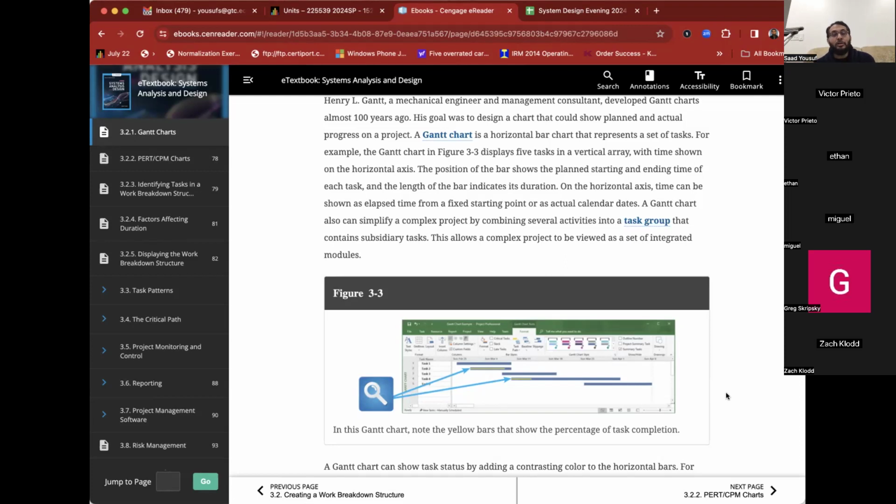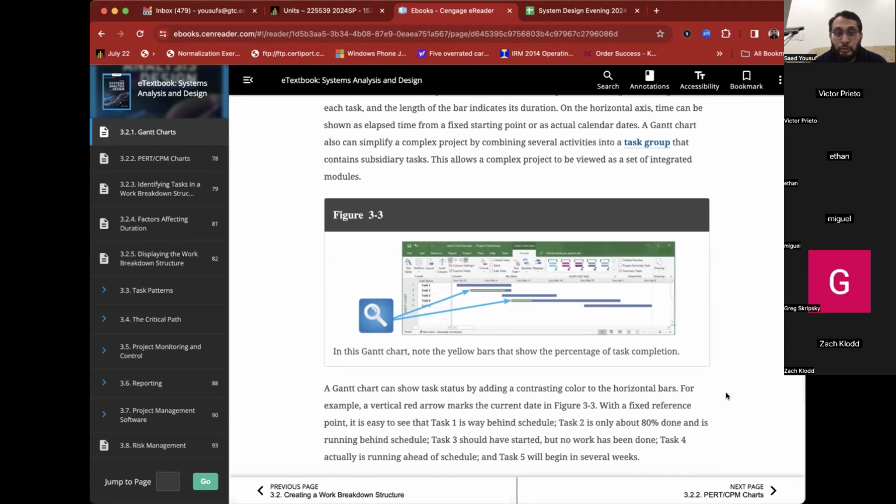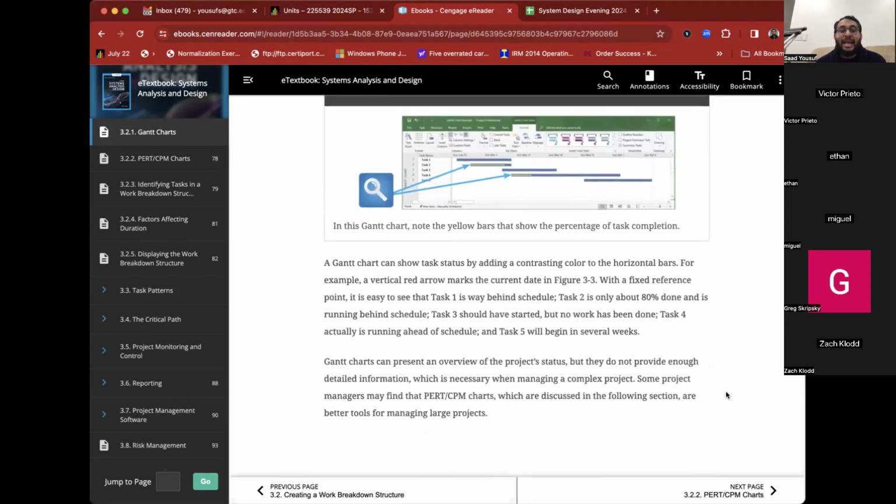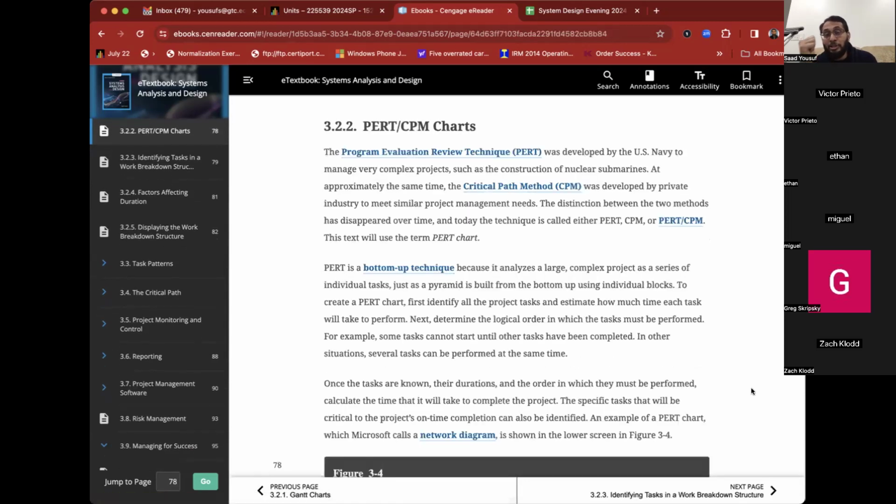A Gantt chart also can simplify a complex project by combining several activities into what would be called a task group. A Gantt chart can show task status by adding a contrasting color to the horizontal bars, as you can see in figure 3-3. Gantt charts can present an overview of the project status, but do not provide enough information, so other charting mechanisms were developed. And there were two of them. One is called PERT, the other one is called CPM.